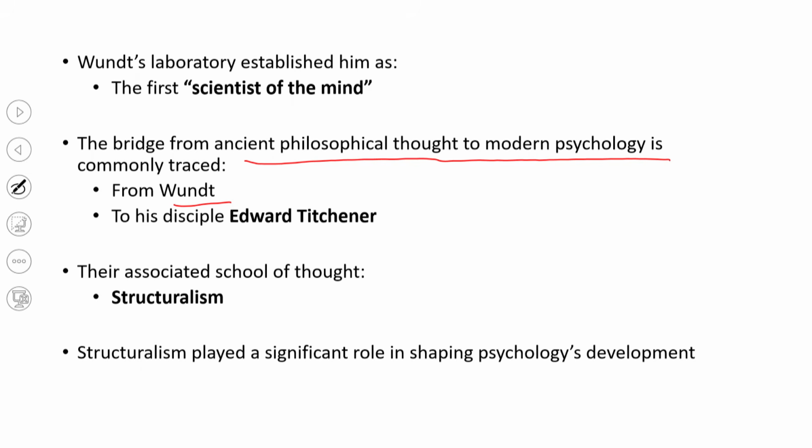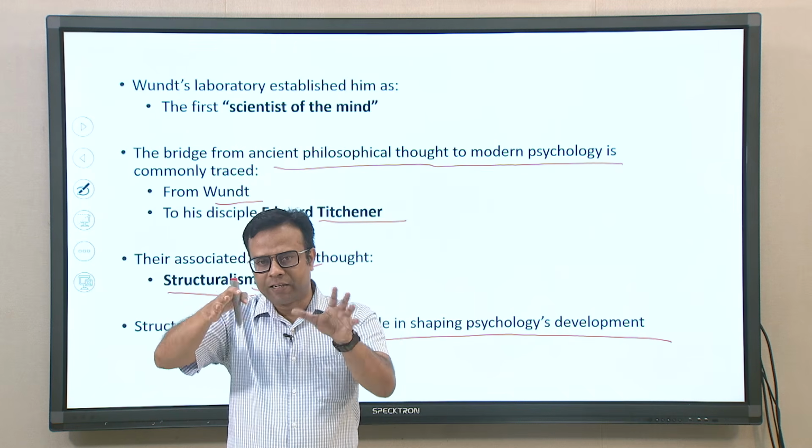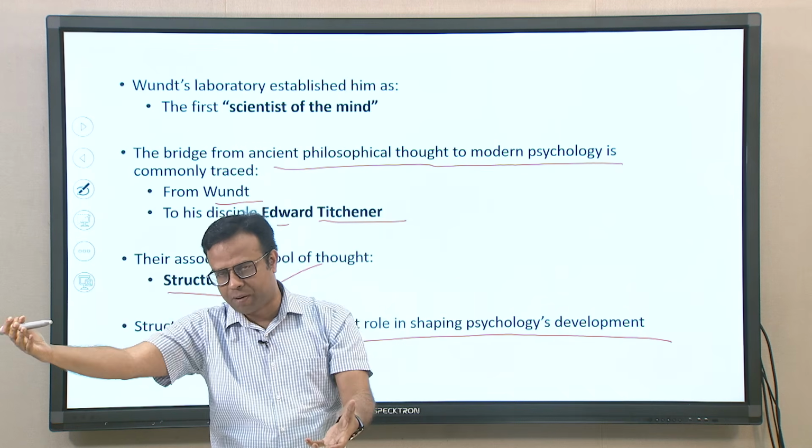Then one of his disciples, Edward Titchener, also contributed a lot initially, and their initial research was associated with a school of thought called structuralism. That was the first school of thought in psychology. Because of Wilhelm Wundt and his disciples, they structured their research in certain ways to understand the structure of the human mind. So, this school of thought is called structuralism, and this school played a very significant role in shaping psychology's development in the future. This was the starting ground of psychology, which helped psychology become a scientific discipline, and it gave the foundation for further development of the discipline.